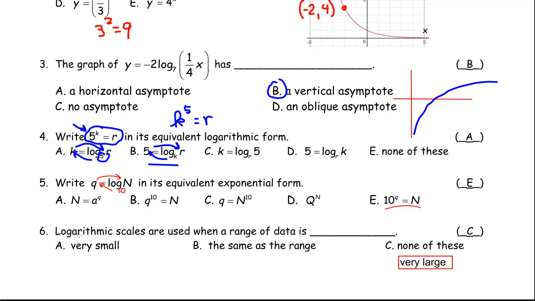Last multiple choice, question 6. Logarithmic scales are used when a range of data is, and the correct answer is actually very large. So very small is the opposite. That's not true. The same as the range, I just threw that in for something different, as in range and domain. That's not correct. The very large would be the correct answer for this, but we don't have one of these, so we'll answer none of these for question number 6.